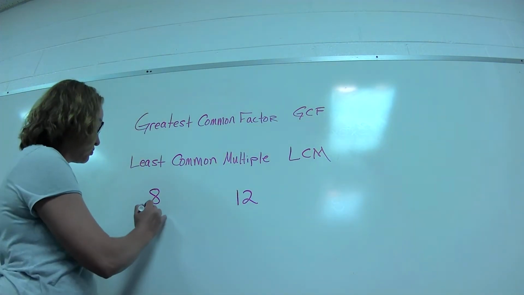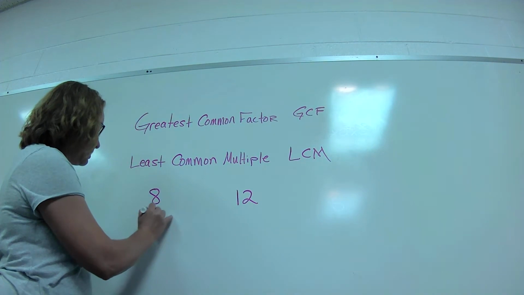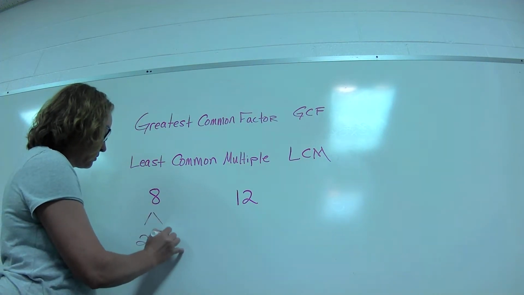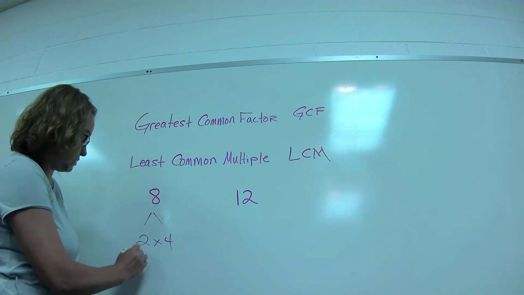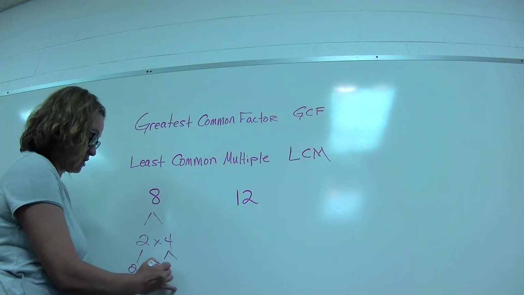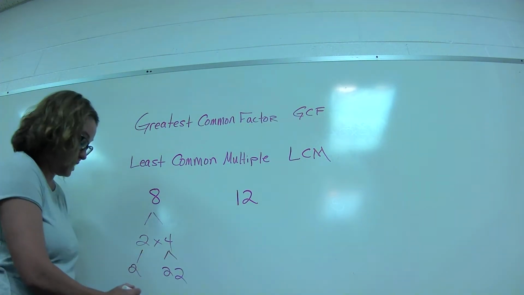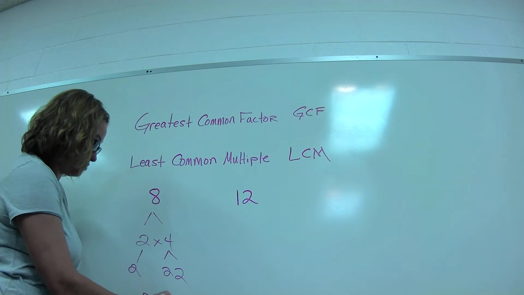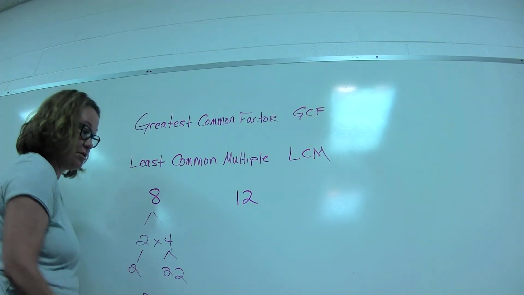Let's do some factor trees of 8. To get 8, you can have 2 times 4. All right, let's factor out 2 as a prime number. 4 is 2 times 2. So 8 would equal 2 times 2 times 2.